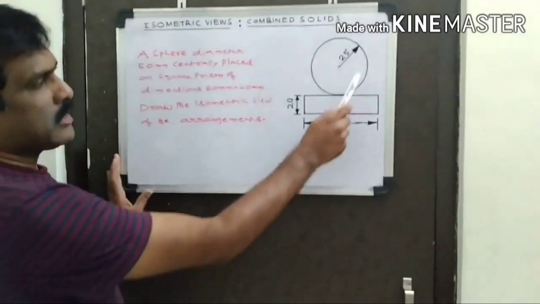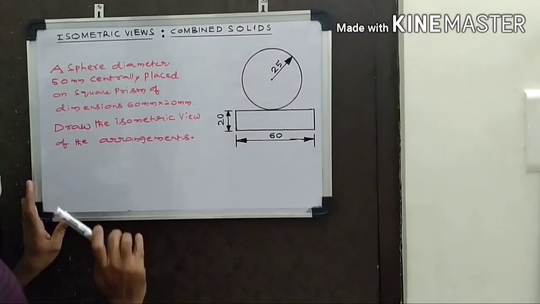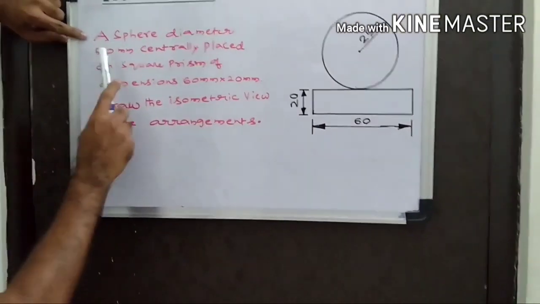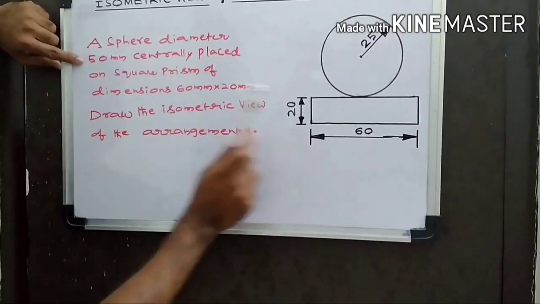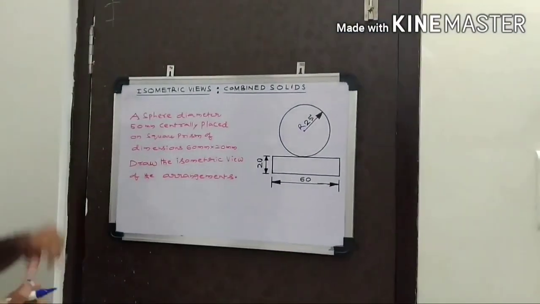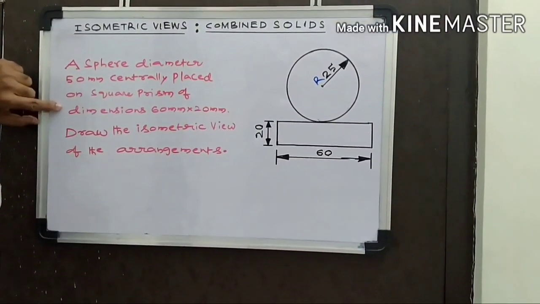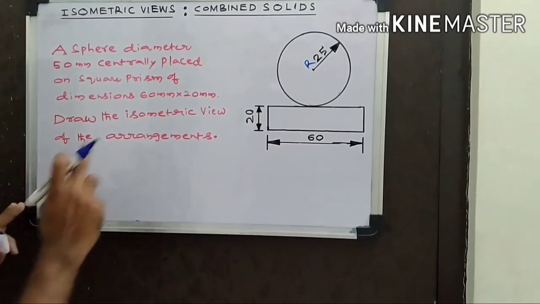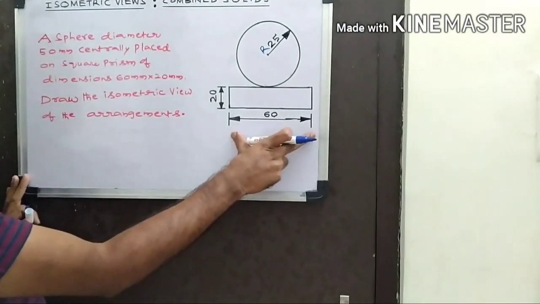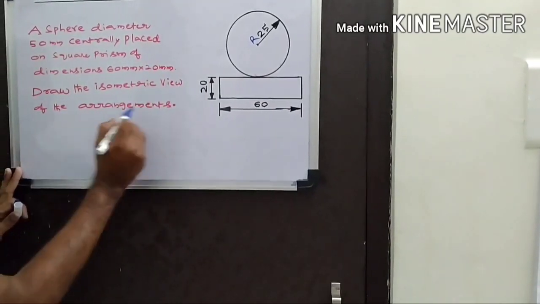Now this is going to be a sphere. Sphere is going to be on a square prism. Now, the question is this: a sphere of diameter 50 mm, centrally placed on a square prism of dimensions 60 mm by 60 mm by 20 mm. 60 is its length, again 60 is its width, height is 20. Draw the isometric view of the arrangement.